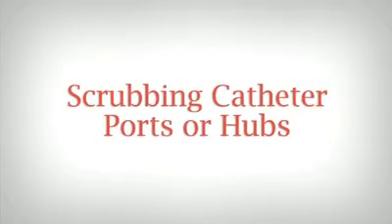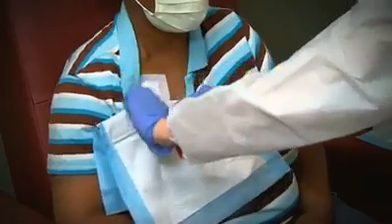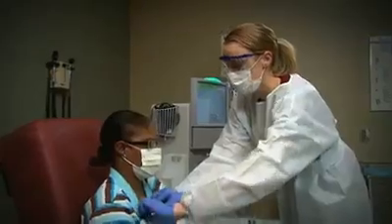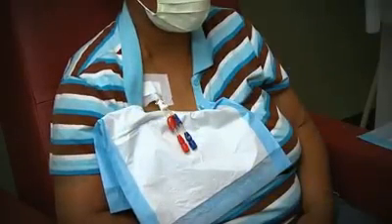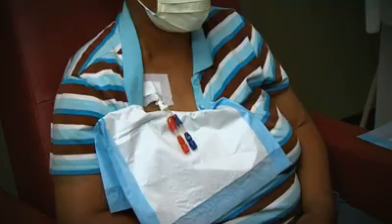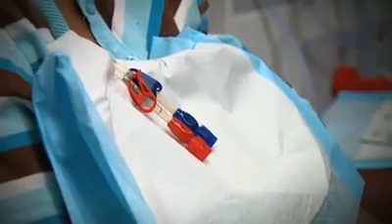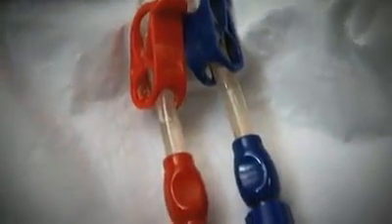Scrubbing catheter ports or hubs is one of the most critical processes to preventing contamination of the connecting site and inside of the catheter exposed to the patient's blood. Before cleaning the connection area, place a sterile or new clean barrier under the catheter. The connection area of each catheter consists of a luer lock fitting on the end of the catheter lumen or hub that is covered by a cap when the catheter is not in use.